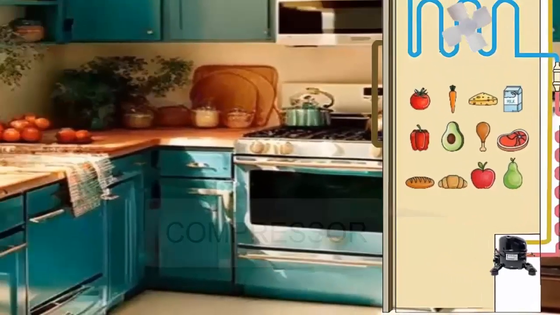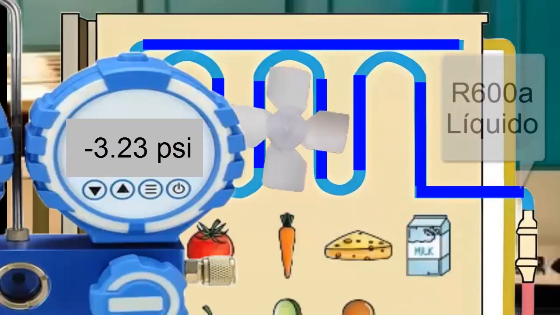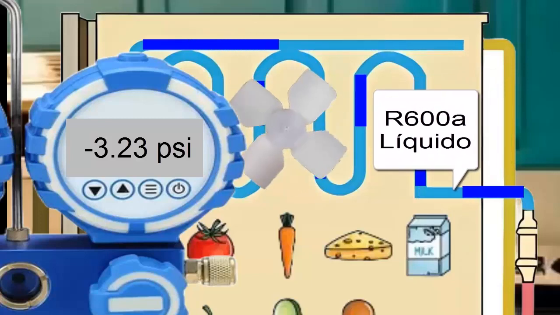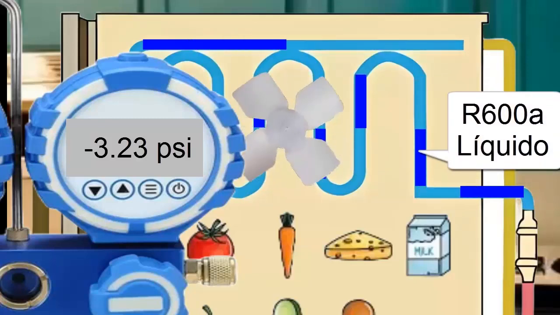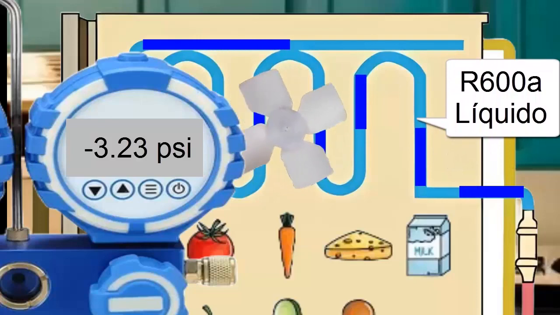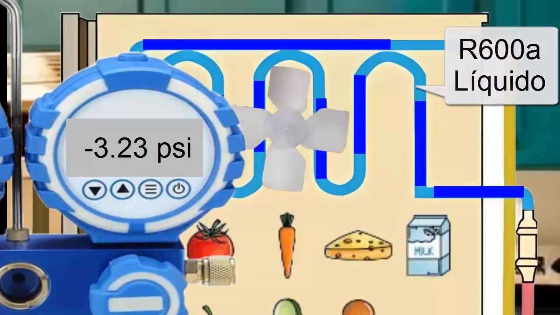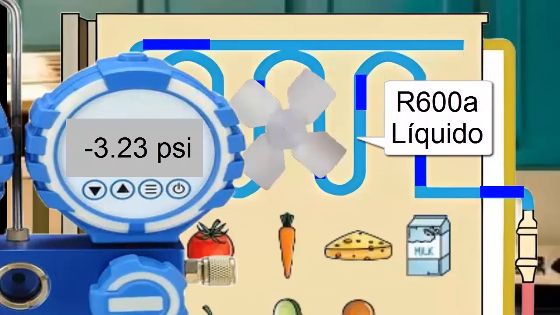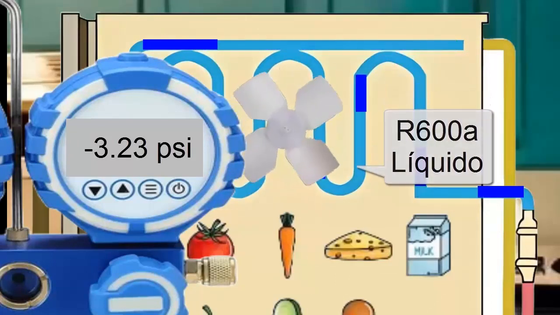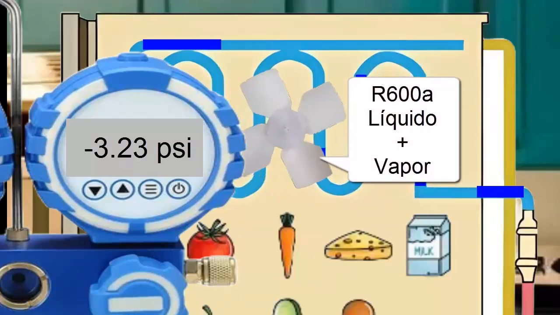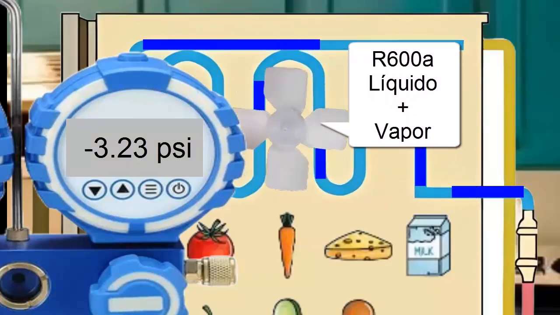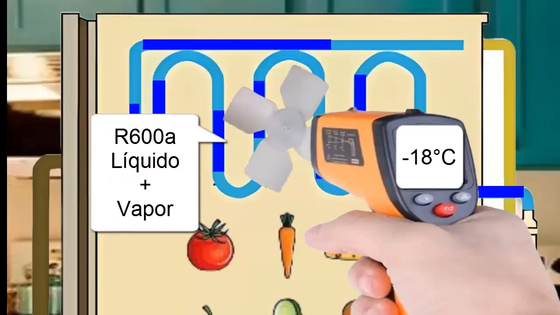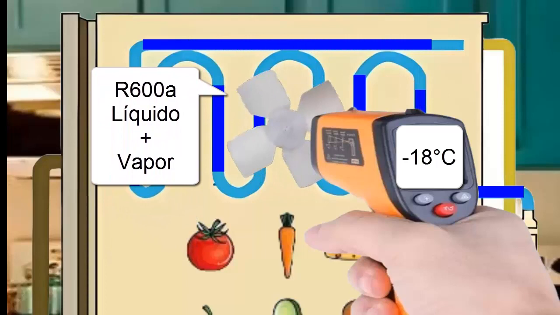The refrigerant R600A enters the evaporator in a liquid state at a pressure of negative 3.23 pounds per square inch. The negative sign means that the pressure of R600A within the evaporator is lower than the atmospheric pressure of the external environment. With this pressure, it is achieved that the R600A in the evaporator has a temperature of minus 18 degrees Celsius.